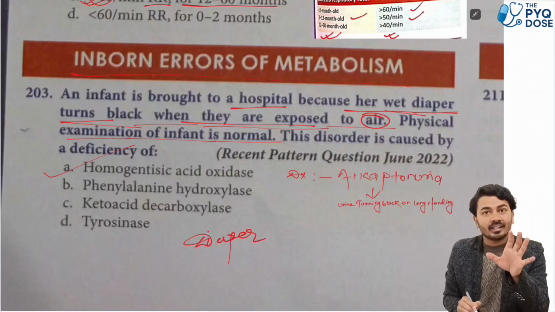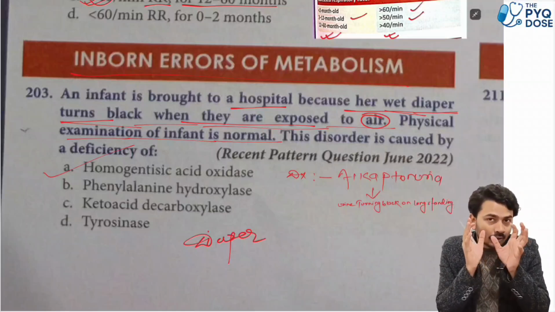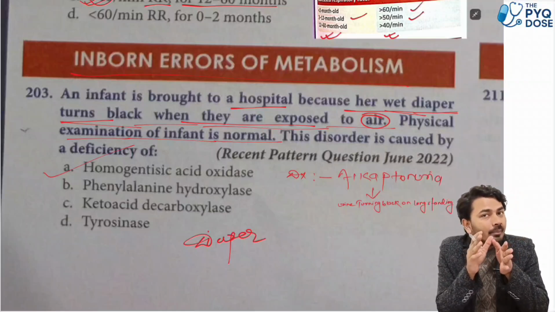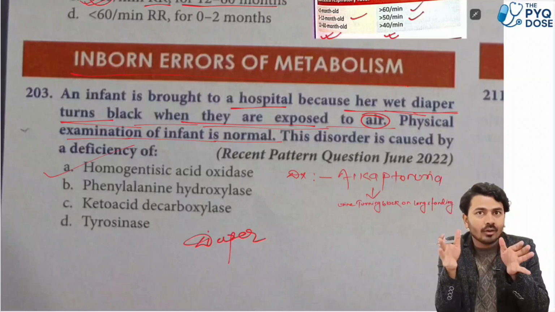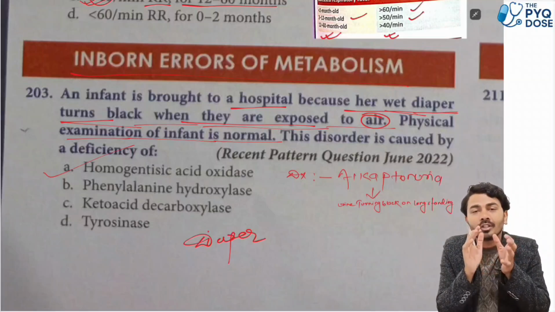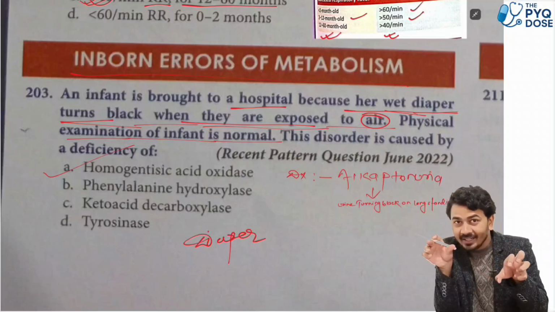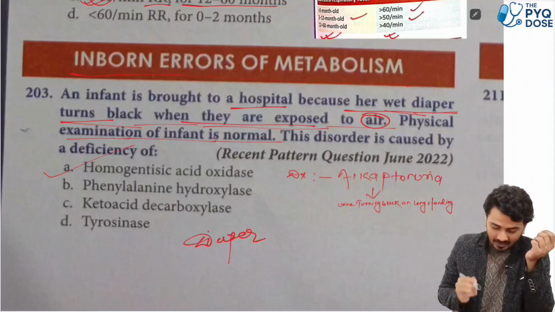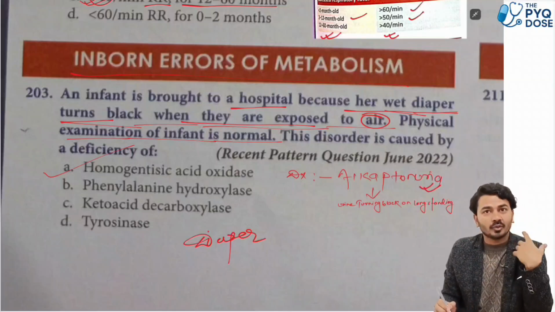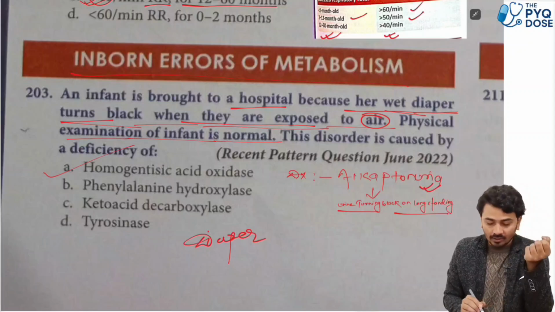This is an indirect question, a clinical question from your biochemistry also. You have done this. The wet diaper is turning black on exposure to air, or after long standing. Almost all of you have diagnosed the case here. Urine turning black on long standing, that is nothing but what? That is alkaptonuria.